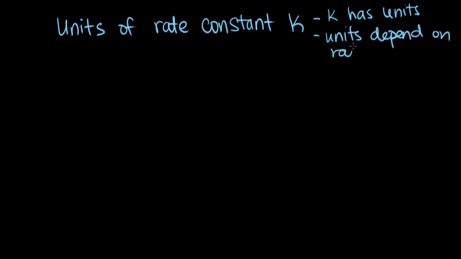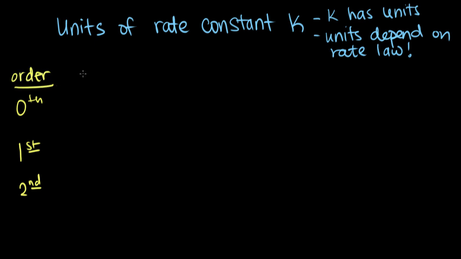And so we're going to use this second point to use the rate law to derive the units of K. And this is really handy because that means you don't have to memorize what the units of K are for different orders of reactions. So we're going to focus on the 3 most common rate laws that you see in chemistry class. So we're going to talk about 0th, 1st, and 2nd order reactions, and we will derive their units.